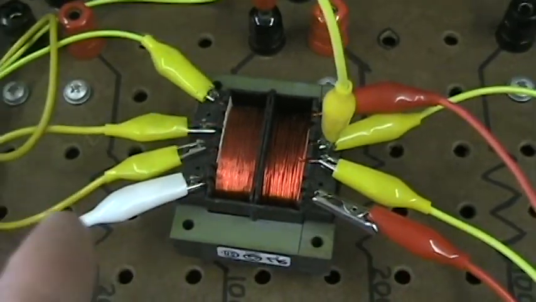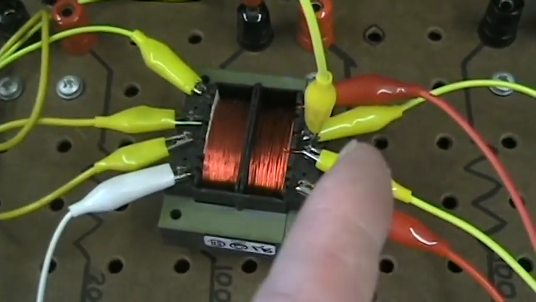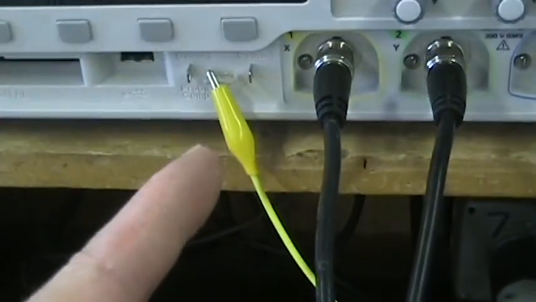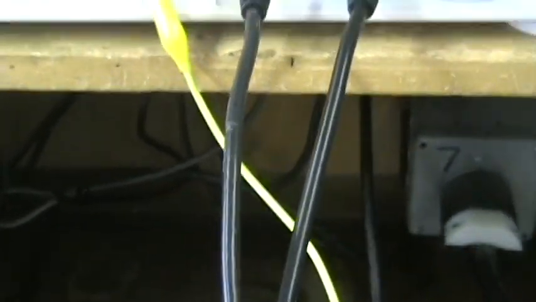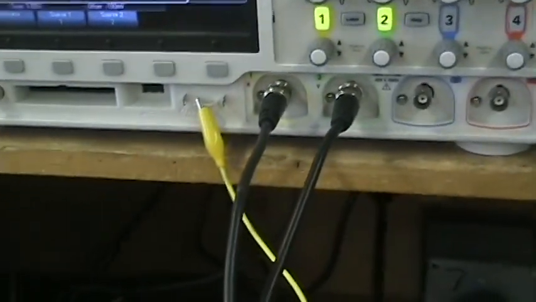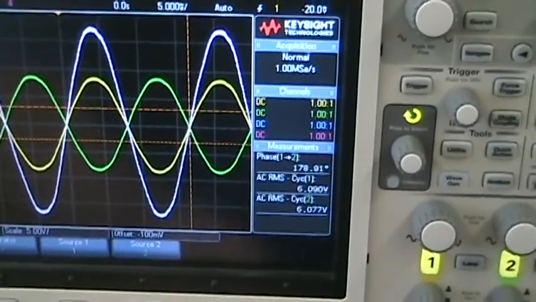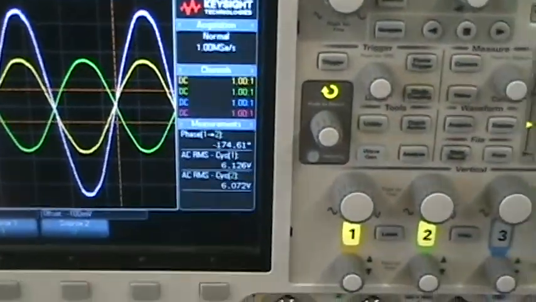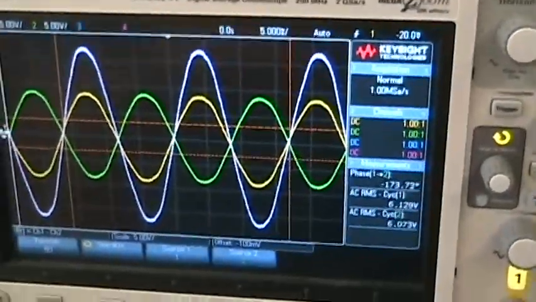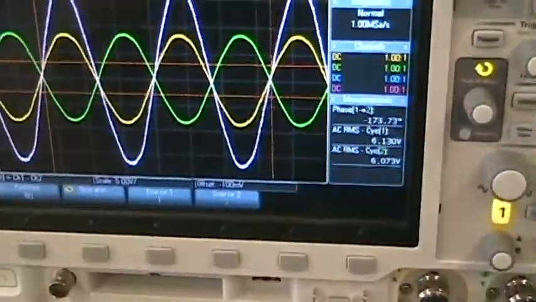If these were not isolated from the inputs, then I would not be able to ground this because I would have a reference and that would cause a problem. So you must be very careful when you make these kind of measurements on the scope. I could actually disconnect my ground connection and it would still work because the scope would have a reference through its input signal.